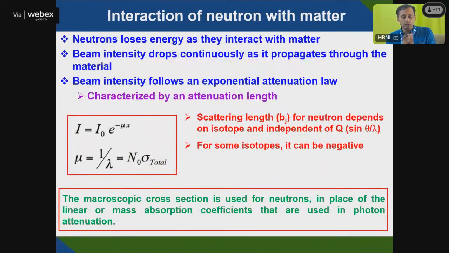If you see, the neutron interaction also follows like X-ray photons. The intensity will be I0 initially, I equals I0 e to the power minus mu x, where mu is characterized by the attenuation length. Next, a term is coming, the scattering length. For neutrons, it is isotope independent.